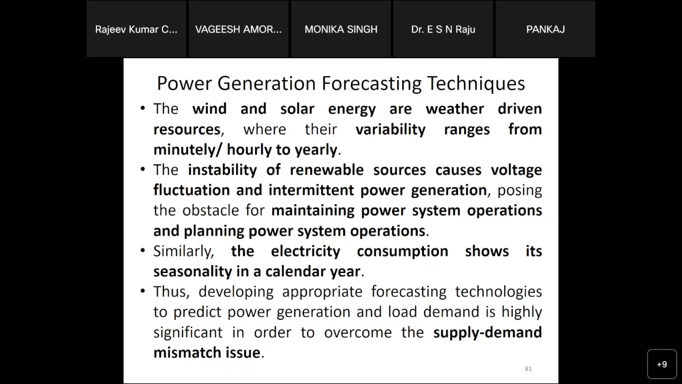Similarly, when we see the electricity consumption, it is always completely different. Seasonally, in the winter season we may have less electricity consumption, and in the summer season we may have more. Also, nowadays the climate is changing a lot, and we cannot predict that the seasons of last year are going to be the same for the present year. That is the reason why forecasting is a challenging thing in the present scenario. Thus we need to develop an appropriate forecasting technique to predict the power generation as well as the load demand. Those are mainly significant when we are going for supply and demand mismatch issues.